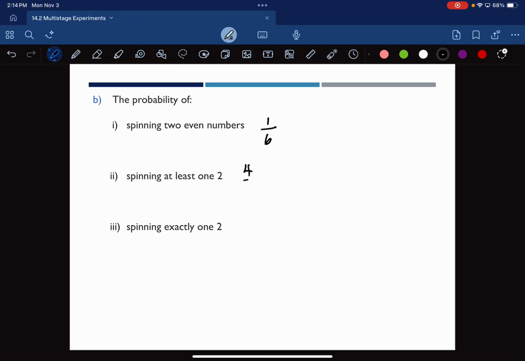6. So this is 4 out of 6, but as in every case, we're going to simplify fractions to their simplest form or their most reduced form. And so we'll divide by 2 on the top and bottom, and we'll get 2/3. So the probability of spinning at least 1, 2 is 2/3.